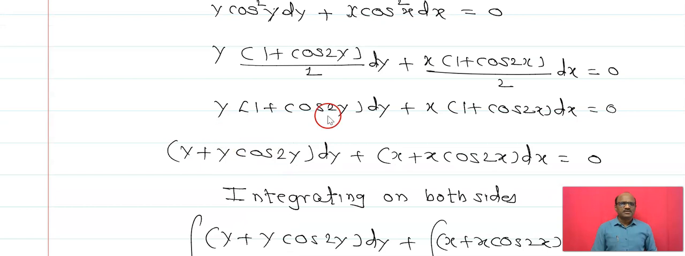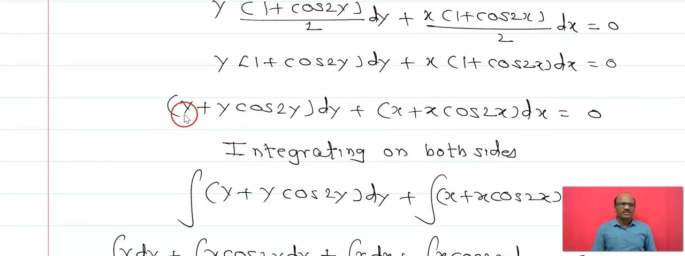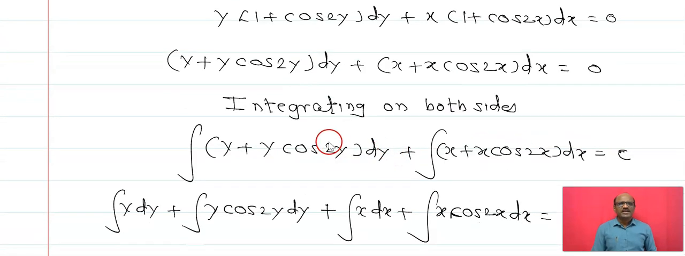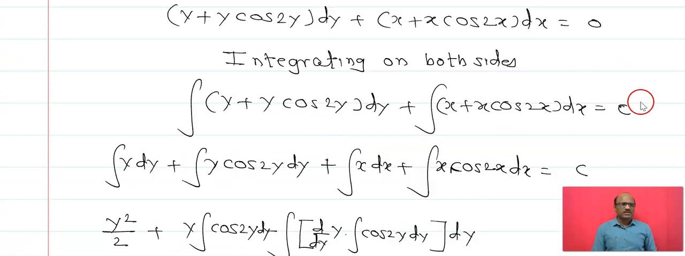Now multiplying again both sides by 2, you will get y in bracket 1 plus cos of 2y into dy plus x in bracket 1 plus cos of 2x into dx, that's equal to 0. Therefore overall you will get y plus y cos of 2y into dy plus x plus x cos of 2x into dx, that's equal to 0. Integrating on both sides, here we will take the constant as c.